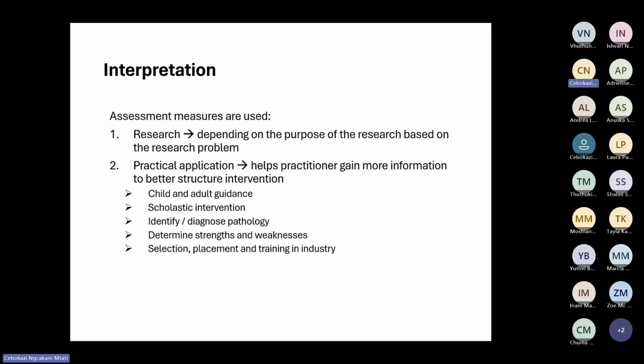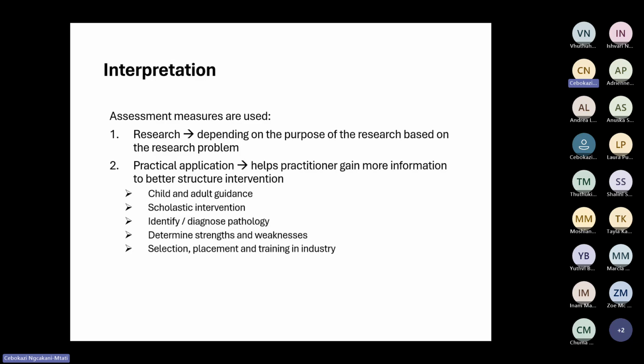So in research, we're using assessment measures depending on the purpose of the research, and that's based on the research problem. So people who are conducting surveys to find out what the prevalence of a disorder is in a city or province or wherever that may be, the purpose is to understand the prevalence. And so interpretation will be based on what information they have received. So that would probably be quantitative information. So how they interpret that would be, for example, 67% of the population meets the diagnostic criteria for major depressive disorder, for example.